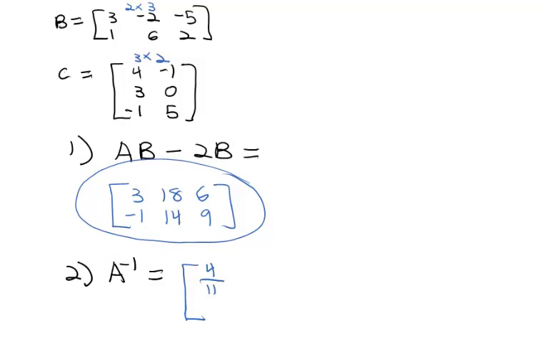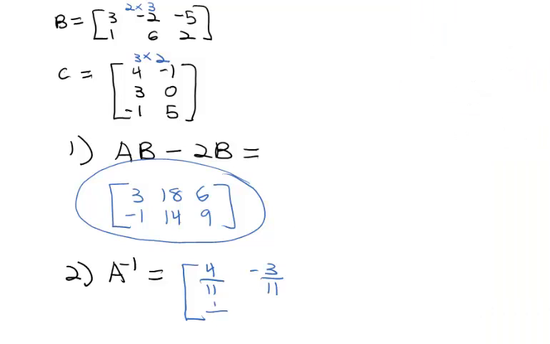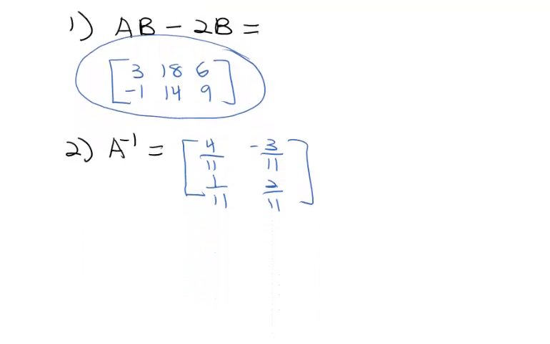So we had 4/11, -3/11, 1/11, and 2/11. Let me clean that up a bit. And that is our inverse matrix. Much easier than going through the process we went through yesterday. In fact, if it's so easy to find an inverse matrix, it should be really easy to solve a system of equations using these matrix operations.